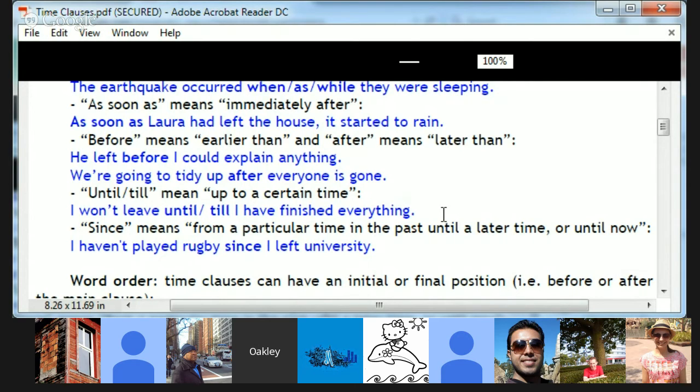I would like to only ask you if until 2010 is inverted. It could be in the starting of the sentence. For example, until 2010, she was working for a small company.